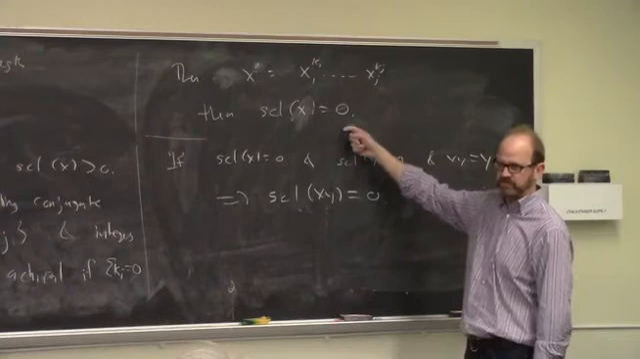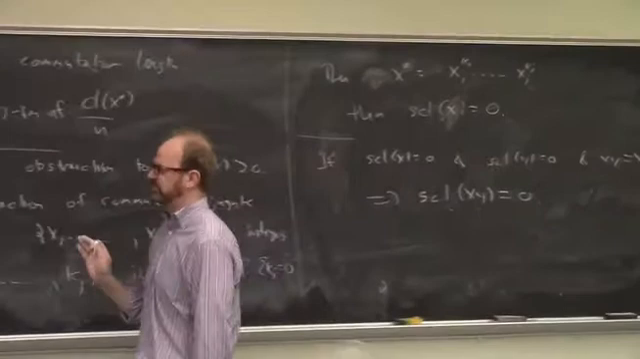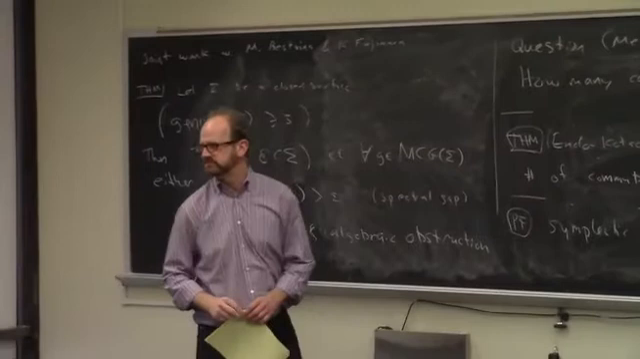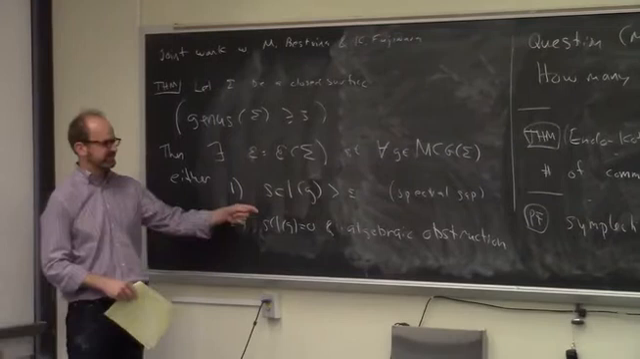In fact, I don't know of any case of any group, at least that I know of, where the stable commutator length is zero, but the commutator length grows to infinity. But your theorem at least implies that for the mapping class group. For the mapping class group, right. There are only two possibilities: the stable commutator length of anything grows linearly, or it's bounded.